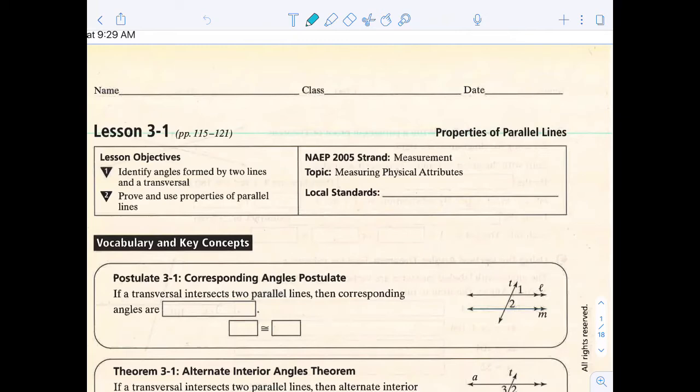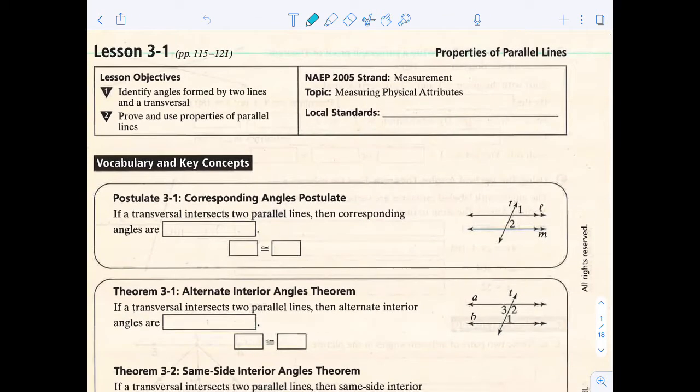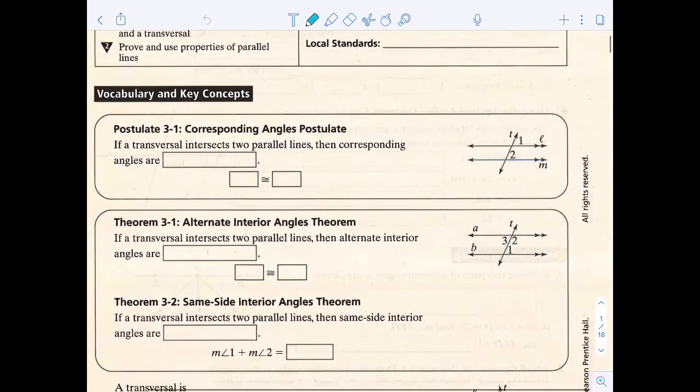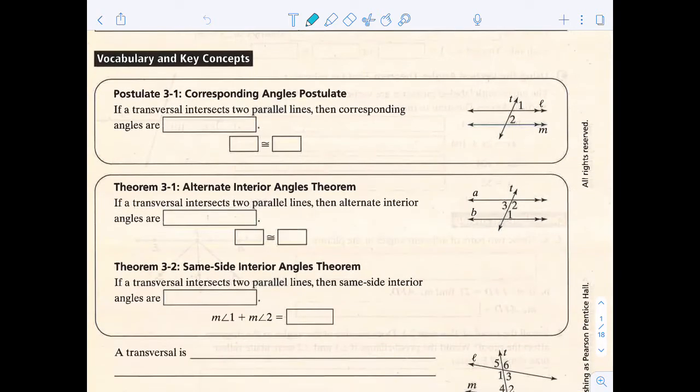Lesson 3.1 is properties of parallel lines, and our objectives are to identify angles formed by two lines and a transversal and prove and use properties of parallel lines. So we've got a few key concepts and a lot of vocabulary today. The first one is Postulate 3.1, which is the Corresponding Angles Postulate.